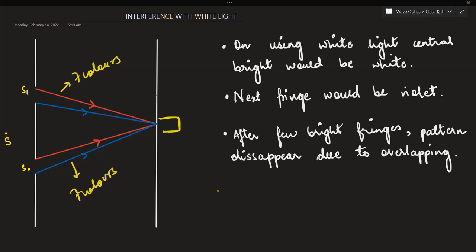Yes. On using white light, the central bright fringe would be white, the next fringe would be violet. After a few fringes, the pattern disappears due to overlapping. This one is white. Now you will get it according to the rainbow colors that you have, according to this pattern. And the same way here also, it will happen the same.